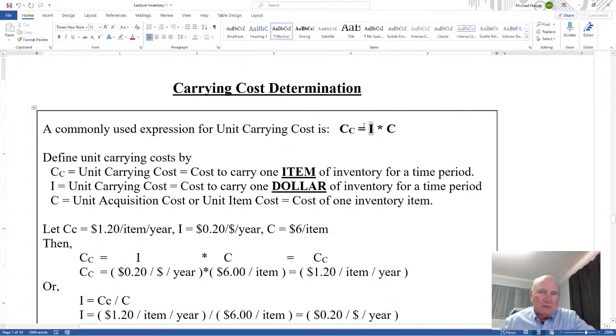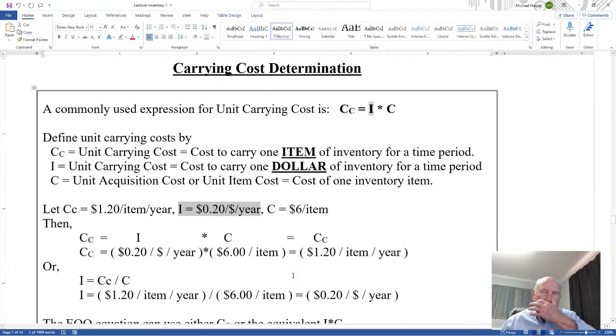So this I here is arbitrary. I'm defining I here as a carrying cost, but the carrying cost is the cost to carry $1 of inventory for a period. Now the C sub C, I've defined as the unit carrying cost to carry one item of inventory for a time period. Down here, the C sub C is $1.20 per item per year. Notice it's carrying an item per year. But the I is defined as the cost per dollar per year. And so this is a very common way of expressing carrying cost in many industries. That's why I'm talking about it.